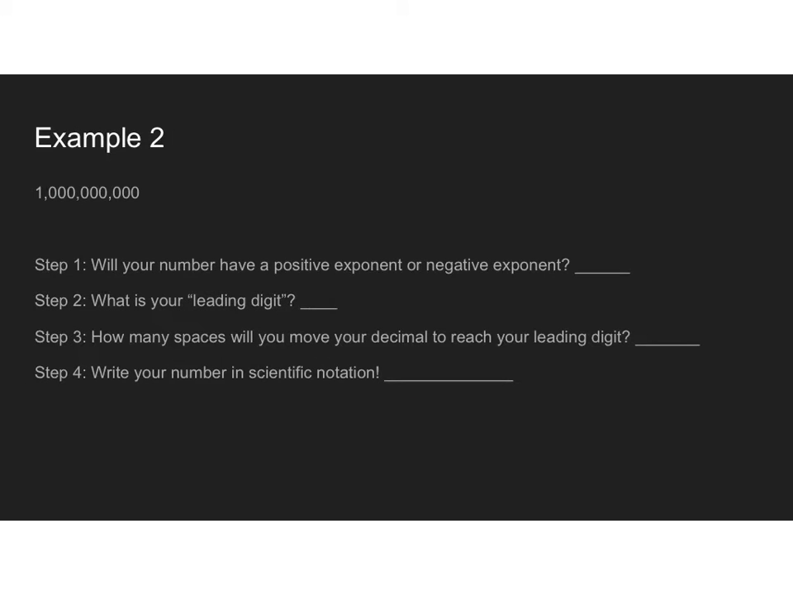All right, example number 2. I have this huge number, 1 billion. This is a big number, very big, so it's going to have a positive exponent.